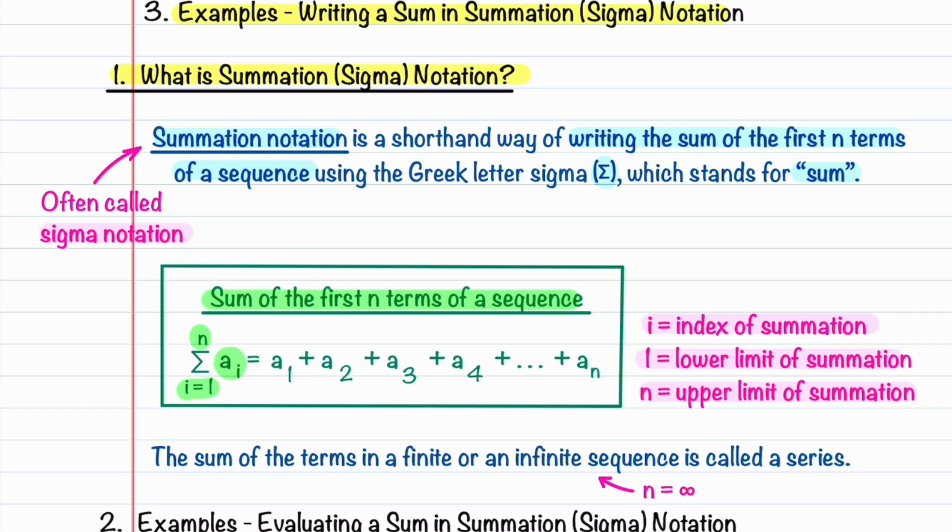I'm going to now throw out one more piece of vocabulary to you. The sum of the terms in a finite or an infinite sequence is called a series. When we just list the terms, it's called a sequence, but when we add the terms, it's called a series.